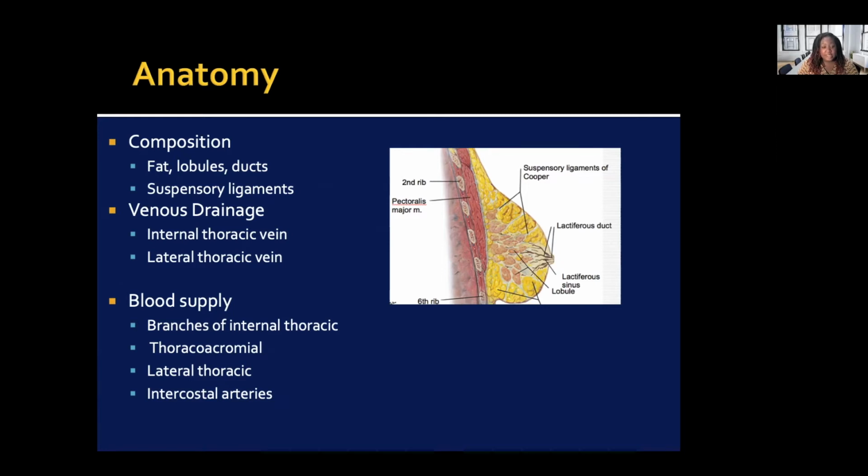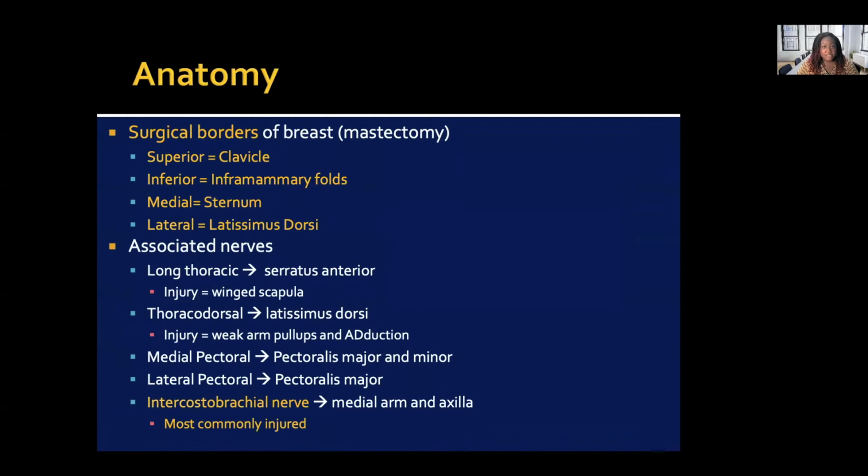Here you can see an image depicting the anatomy, the ribs, pectoralis muscle, as well as the ducts and lobules. The surgical borders of the breast, particularly important in a mastectomy, are superiorly the clavicle, the inframammary fold inferiorly, the sternum medially, and the latissimus dorsi laterally. Associated nerves are very important anatomical structures to take note of.